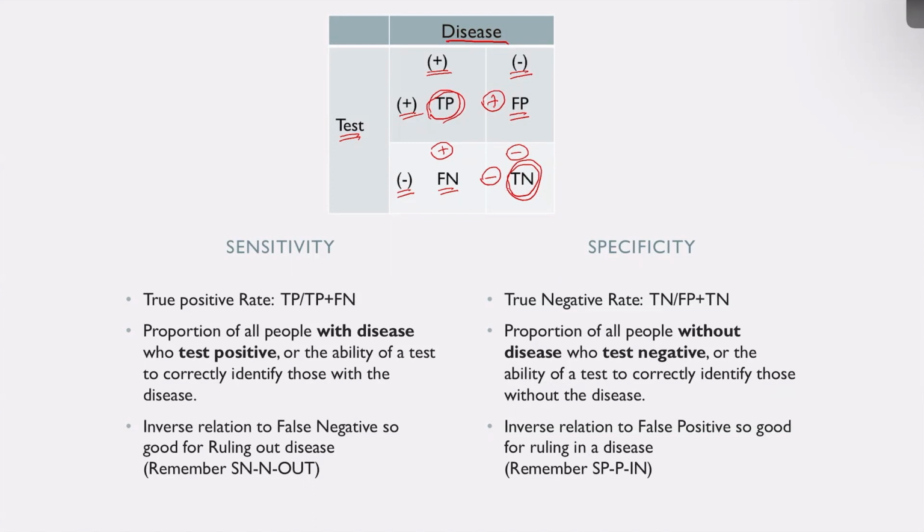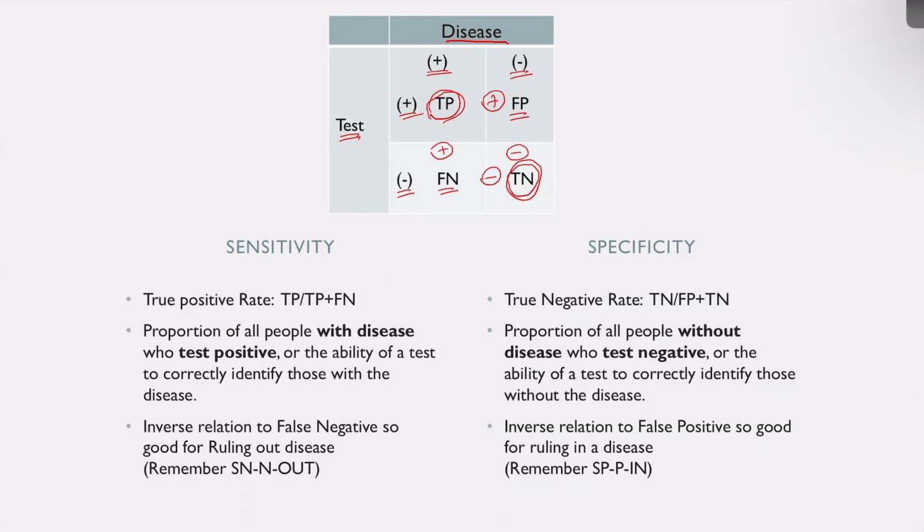Okay. So you have to remember that there is an inverse relation to false negative when you talk about sensitivity. So it's good for ruling out disease. Whenever there is a really low false negative rate, you can use this mnemonic: SNOUT. If the test is highly sensitive and it's negative, you can rule out the disease. Why? Because if the test has really low false negative rates, even if the test is negative, you know it's a true negative, so you can rule out.